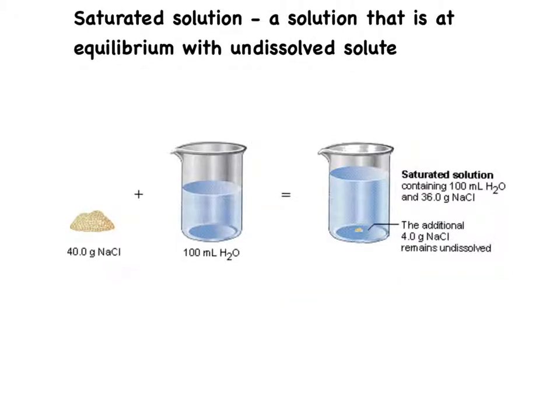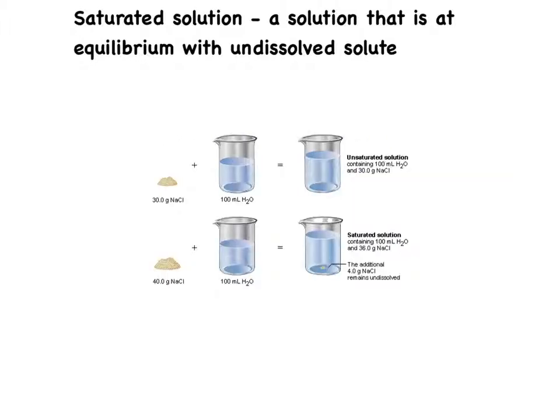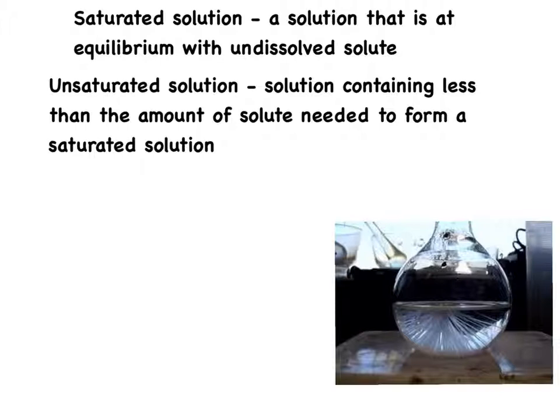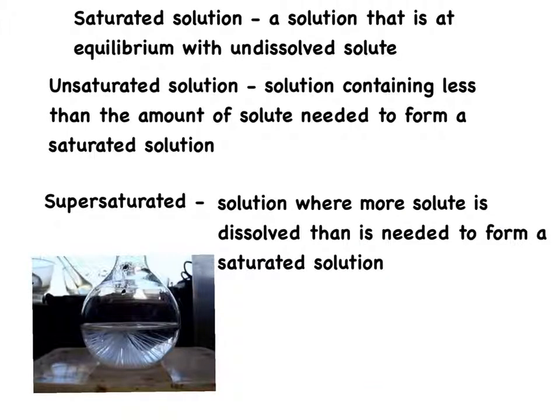Different compounds have different solubilities. It takes different amounts of solute to dissolve in a given amount of water. Anything less than that, and our solution is unsaturated. A third type of solution can be formed under the right conditions where more solute is dissolved than is needed to form a saturated solution. These solutions are said to be supersaturated, and they're very unstable, as we'll see in a demo.